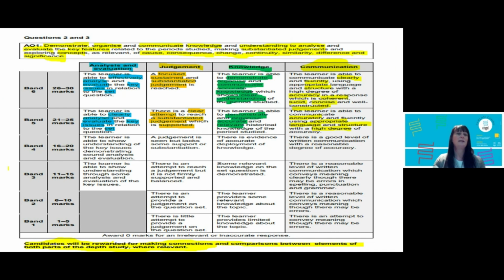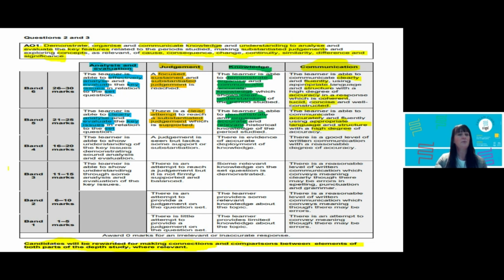So at the top, it explains that you're focusing on AO1. Don't need to worry about that. It's just saying that's the skill that's being tested in this particular question. So you need to demonstrate, organise and communicate knowledge and understanding to analyse and evaluate the key features related to the periods studied, making substantiated judgments and exploring concepts as relevant of cause, consequence, change, continuity, similarity, difference, and significance. There's quite a lot there. So if you break that down, this is how the mark scheme has broken down what you need to do into the different elements.